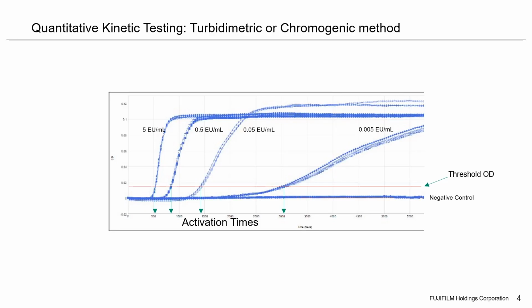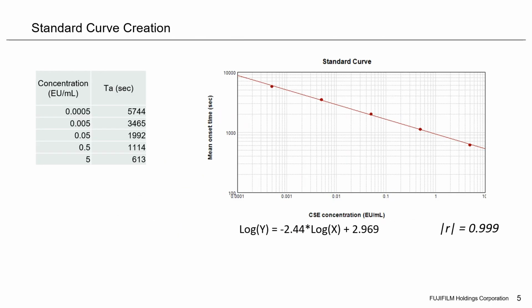Basically, that's the threshold at which an activation time is recorded. You can see I have 4 concentrations ranging from 5 to 0.05 EU per ml. That's just endotoxin units per milliliter that have an activation time. So we have a measure of concentration that gives us a measure of activation time, and from those values we can create a standard curve.